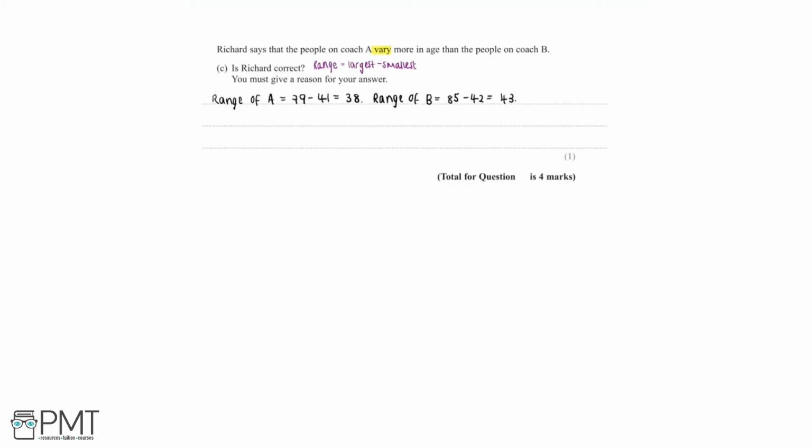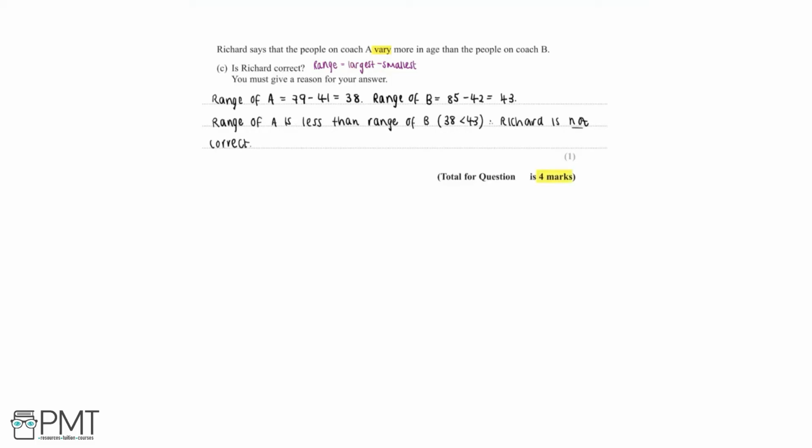Now we can see that the range of coach A is less than the range of coach B, which means that the ages of the people in coach A are less varied than the ages of people on coach B, because a smaller range means there's less variation. And so we can say that Richard is incorrect, because 38 is less than 43, and so the people on coach A do not vary more in age than the people on coach B.